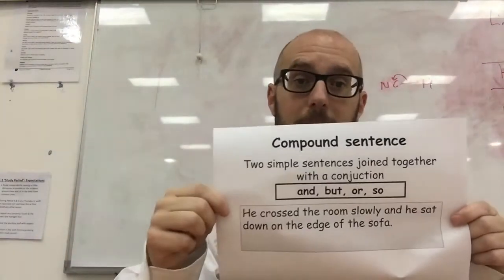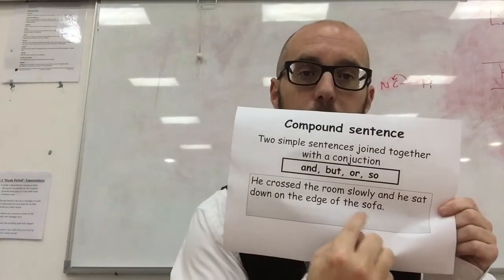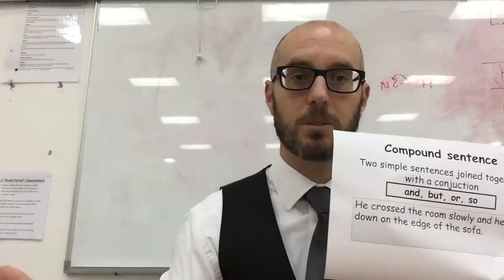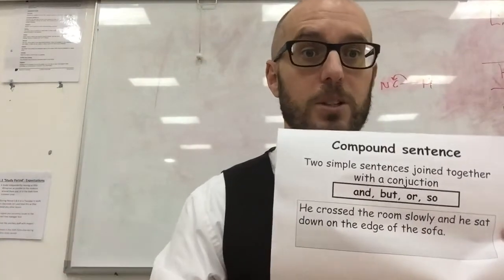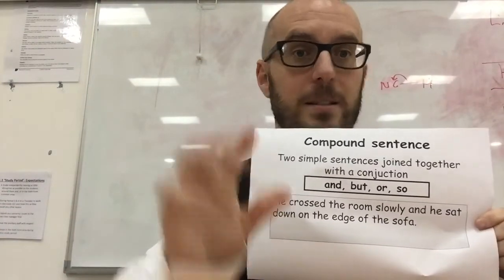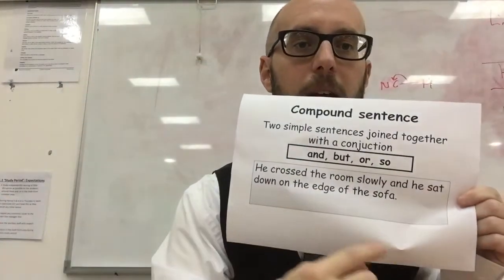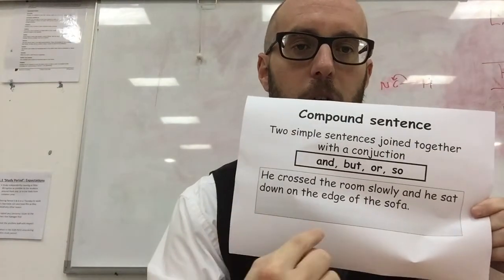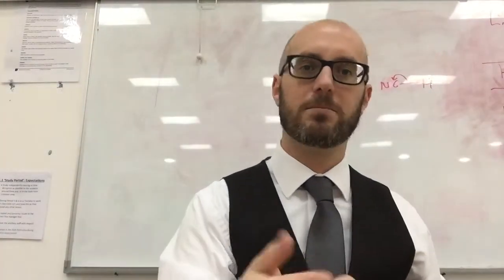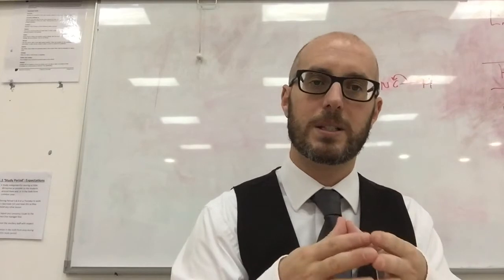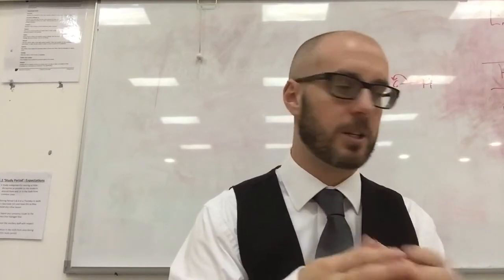That is two simple sentences. He crossed the room slowly. That works. That makes sense perfectly on its own. And, conjunction, he sat down on the edge of the sofa. Two sentences joined together by a conjunction.